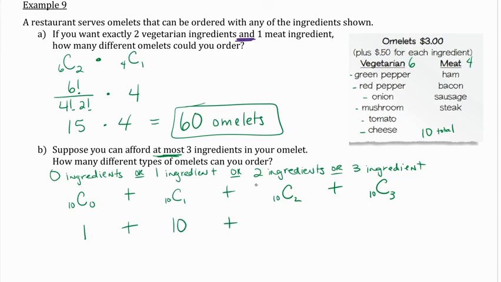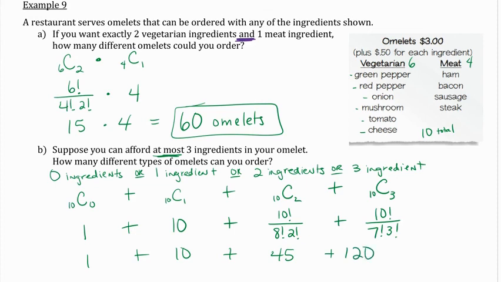10 choose 2. This one we can write out. So 10 factorial over 10 minus 2, which is 8 factorial, and then 2 factorial. And our last one is 10 choose 3. So 10 factorial over 10 minus 3, which is 7 factorial, and then 3 factorial. Okay, so that would give us 1 plus 10. That one's going to be 45 if I put that in there. And my last one will give us 120. Again, I'm just using my calculator with the factorial there to figure those out.